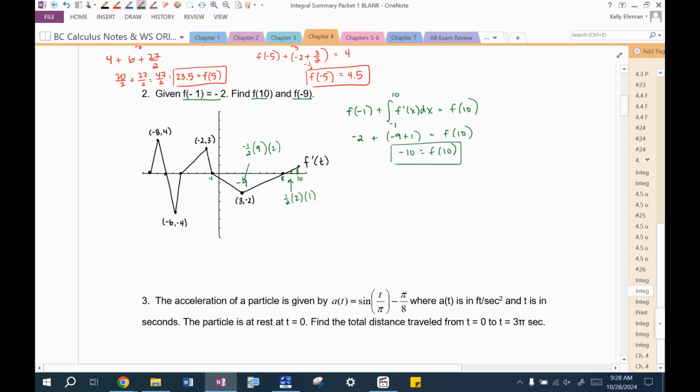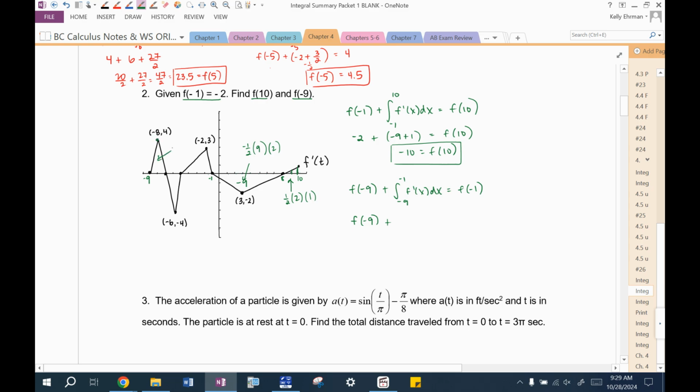What about f of -9? That's to the left of f of -1. So f of -9 plus the integral from -9 to -1 of f prime of x dx is equal to f of -1. Right? I always like to do it in this order, and then I'm going to go through and solve stuff. So I don't know f of -9. What's the area from -9 to -1? So here's -9, right? Because this is -8 to -1.